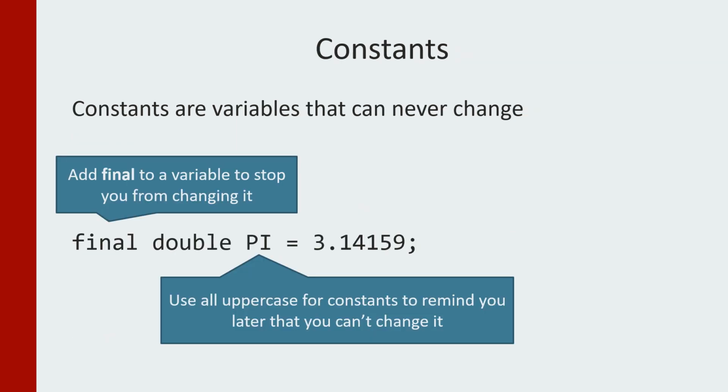Oh, just as a side note, constants are variables that can never change. Final is added to a variable to stop you from changing it later. You can never update the value.